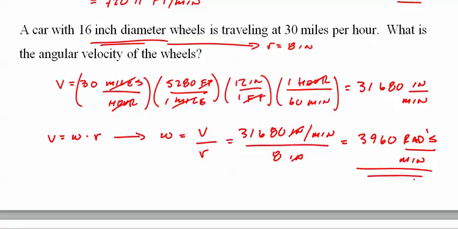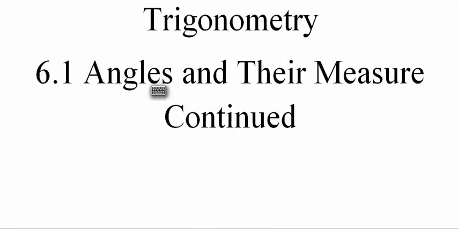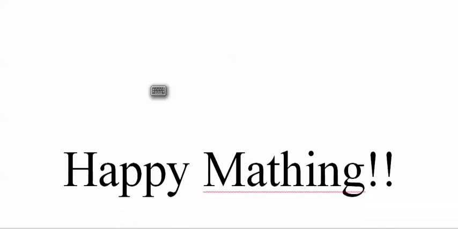Very tricky stuff. Going to spend a whole day practicing this concept because people don't quite get it. So we'll tie it all together. But the good news is I got my happy mathing back, so that's all that really matters. Good luck.